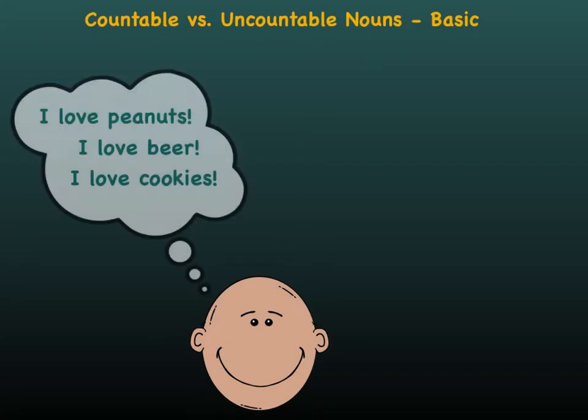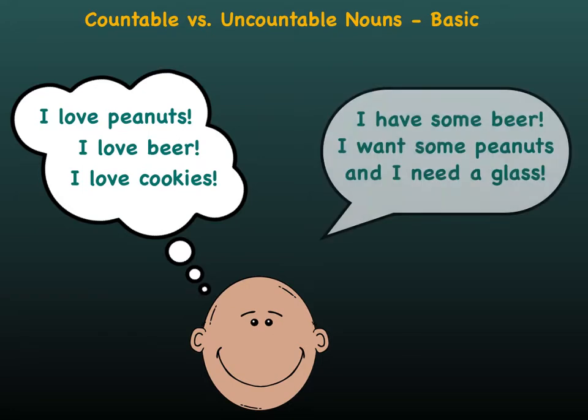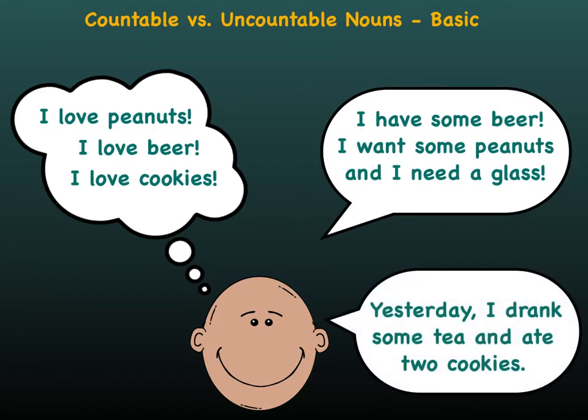Okay. Another point here. Notice how we use nothing before the nouns when we talk about very general ideas. I love peanuts. I love beer. I love cookies. But when we talk about real things, we need to be clearer. We use words such as some or a or the, etc.